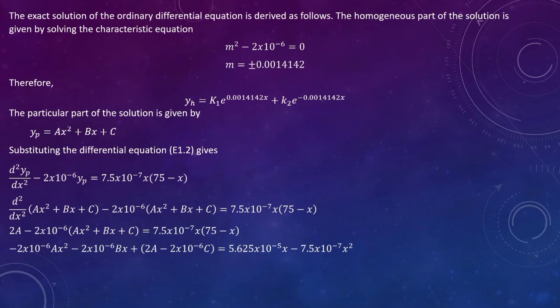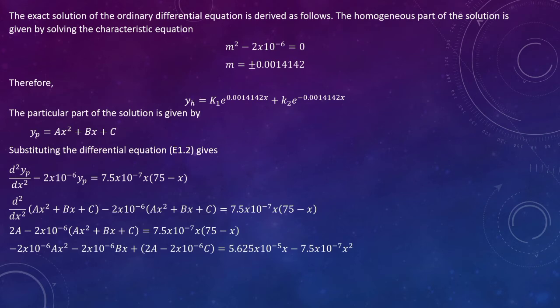0.0014142. Therefore, y sub h is equals to k1 e raised to the power of 0.0014142x plus k2 e raised to the power of negative 0.0014142x. So, kani nga formula kay familiar siguro gikan sa pag-differential equation nato before.